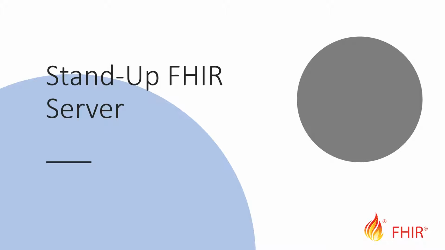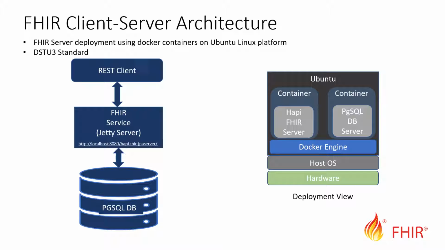So now we'll take a look at how to create a standard FHIR server for your own experiments. The FHIR server is basically based on a client-server architecture. You see a view on the left side of how a FHIR client will talk to a FHIR service, which is basically a server running within a Jetty ecosystem. Then it's backed by a PostgreSQL database, which hosts the resources organized as a relational model for a FHIR service to expose that data for a FHIR client to consume.